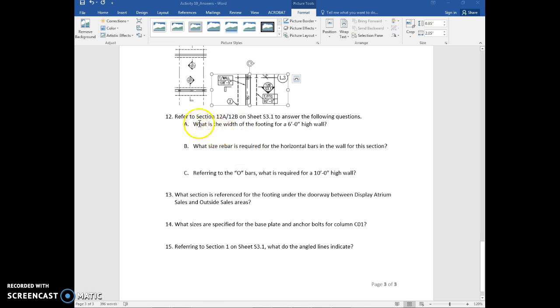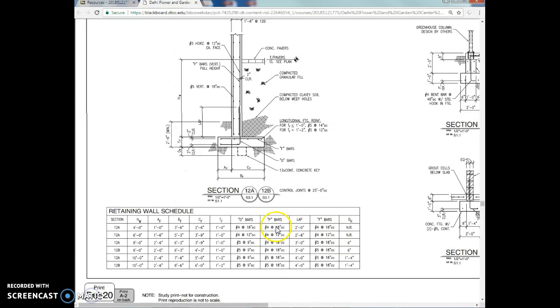Okay, and then question 12 says, refer to section 12A/12B on sheet S3.1 to answer the following questions. And the first question is, what is the width of the footing for a 6-foot high wall? I'm on sheet S3.1. Here's the section for 12A, 12B, and you see it has some indications here, some different letters. It's telling you that there's a difference between 12A and 12B. So HW means the height of wall. So if we look for a 6-foot high wall right here, it wanted to know the width of the footing.